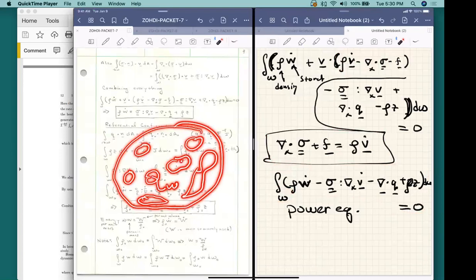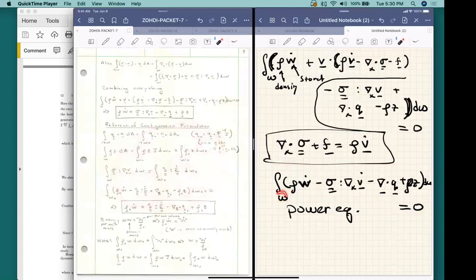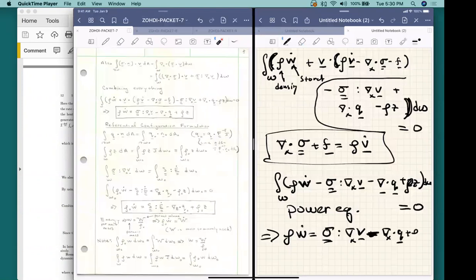It's completely arbitrary. Since this volume is arbitrary, but every time I integrate whatever is here, it adds up to 0, the immediate conclusion is that rho w dot is equal to sigma times the gradient of v, excuse me, no dot there, pardon me, the gradient of v, minus the divergence of q, plus rho times z.